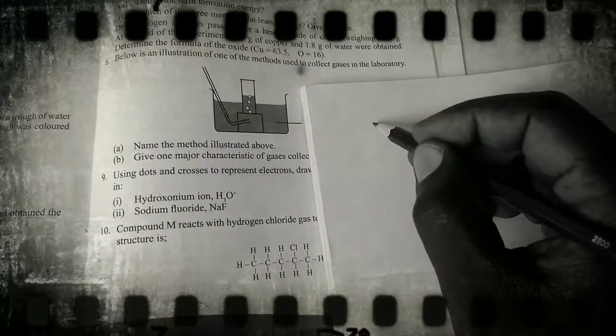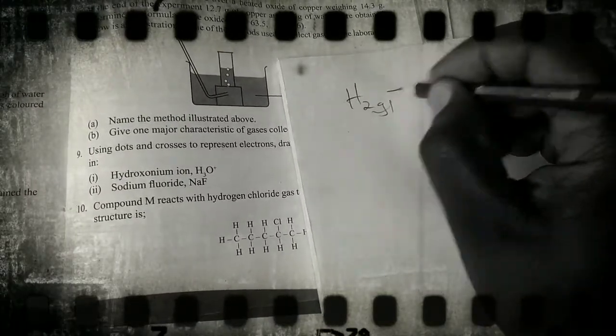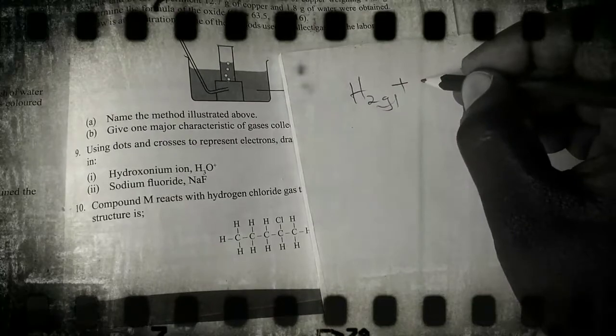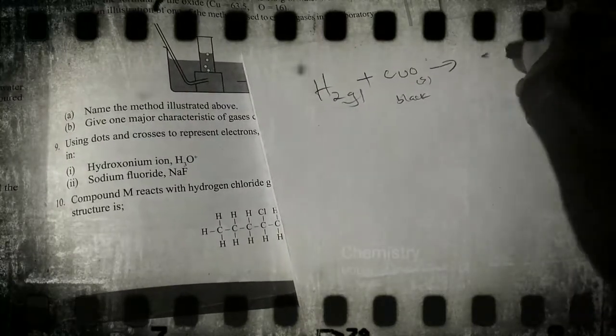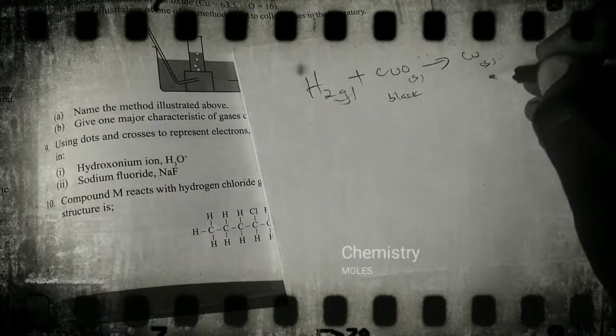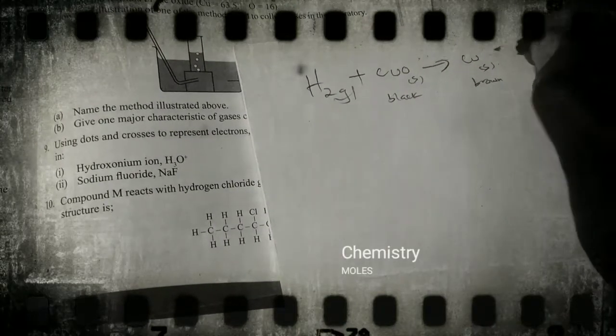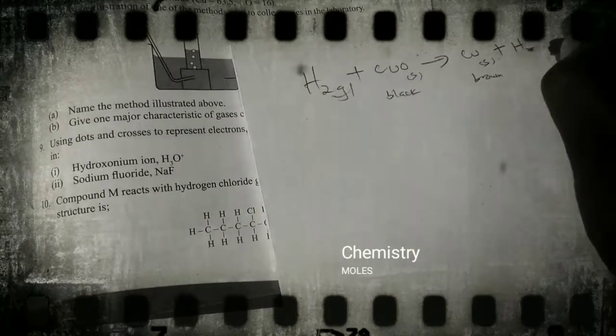That is dry hydrogen gas, which is passed through copper oxide, which is solid, black in color, will give you a copper which is solid as a metal, which is brown in color, and some liquid which is water.